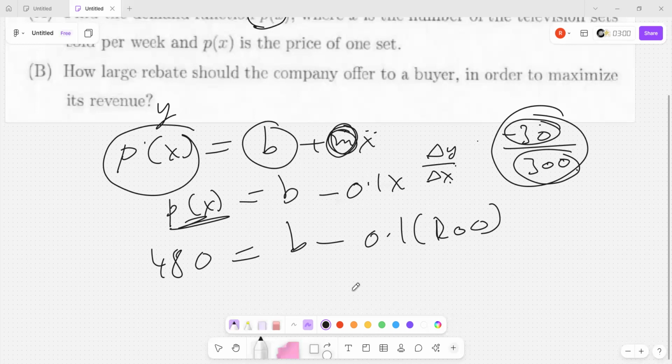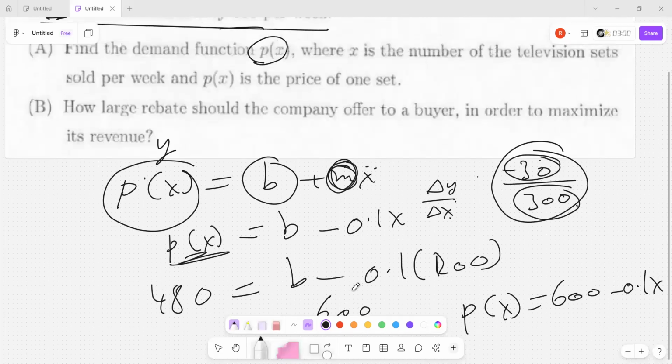So, multiply the 0.1 to that 120. So 480 equals B minus 120. Okay, so B will be 600. So P of X equals 600 minus 0.1X. And this is a price demand function, right? Okay, there's the money. Next question.